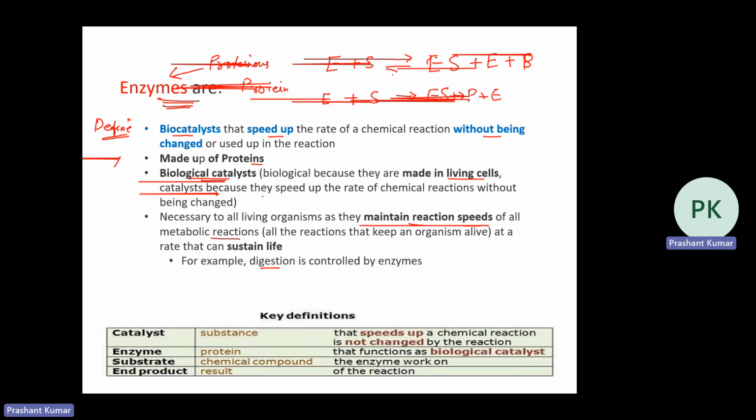So in this slide, we have some key terms: first is catalyst, second is enzyme, third is substrate, fourth is end product. So what is catalyst? Catalysts are substances that speed up a chemical reaction and are not changed by the reaction. Enzyme is a protein that functions as a biological catalyst. Substrate means the molecule on which the enzyme is going to act. And the end product is the result of the reaction.